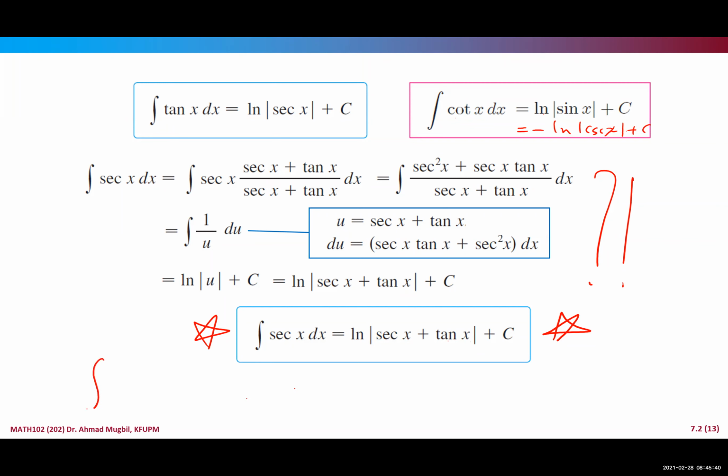Not only this one. Similarly, if you want to find the integral of cosecant, I think you have the same idea. What will you multiply by, ya shabab? We will multiply by what?